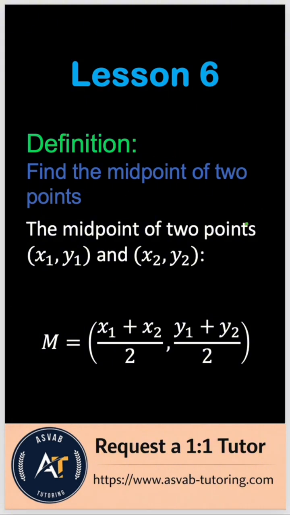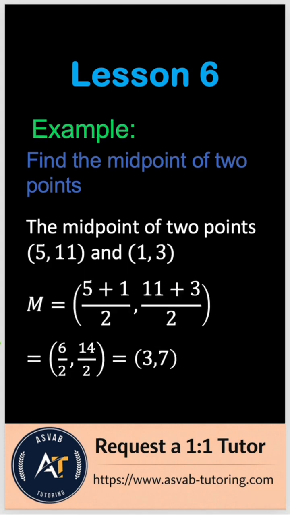So the midpoint of 2 points (x1, y1) and (x2, y2) is simply m equals (x1 plus x2) over 2, comma (y1 plus y2) over 2. So here we have an example, which is the midpoint of 2 points (5, 11) and (1, 3). So midpoint equals (5 plus 1) over 2, comma (11 plus 3) over 2. So 5 plus 1 gives us 6, so 6 over 2 is 3, and 11 plus 3 gives us 14, 14 over 2 is 7. So the final answer is (3, 7).